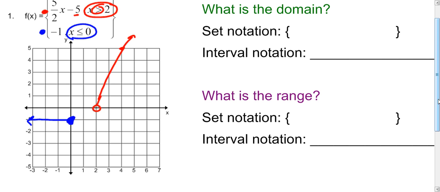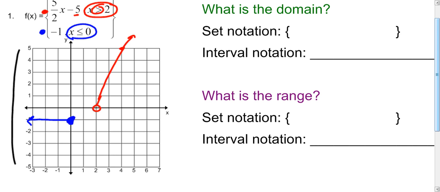Okay? So now I want to be able to define its domain and range. So let's start with the domain, okay? And I'm going to look at where my graph is touching. So I'm touching until I get an x value of 0. And then I don't touch again until my x value hits 2 and bigger, okay?